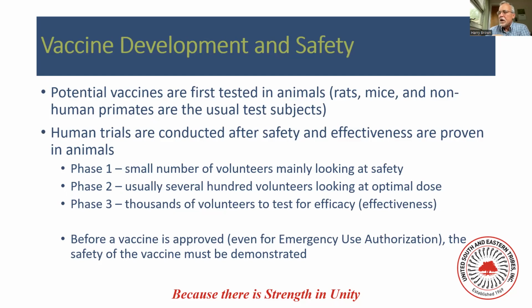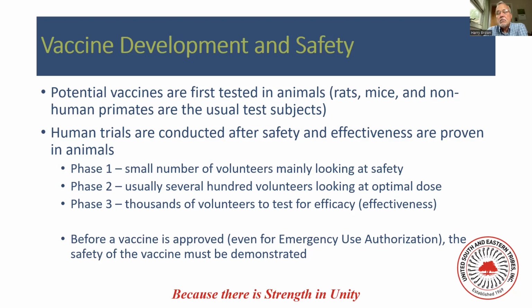So let's change a little bit here and talk about the development of vaccines, how they're developed, and what safety measures are taken. Before they're ever given to a human, they're extensively tested in animals. These are usually rats, sometimes mice, hamsters. And then after they've decided that it's safe to give to those animals, they usually will then move on to non-human primates. It's often a type of monkey.